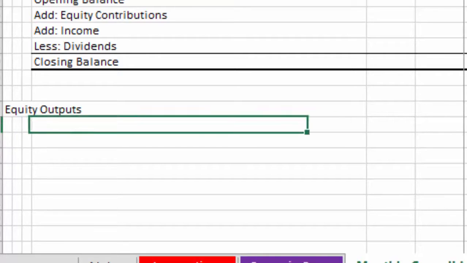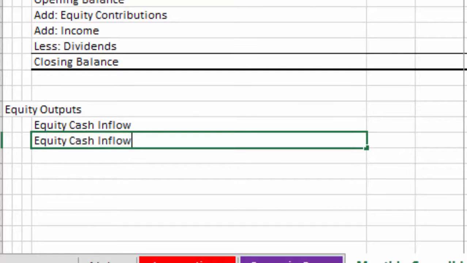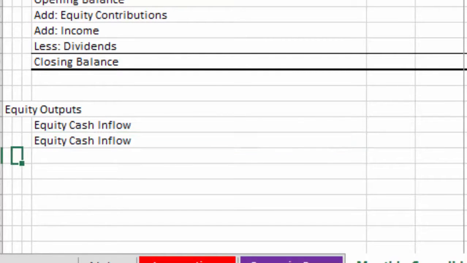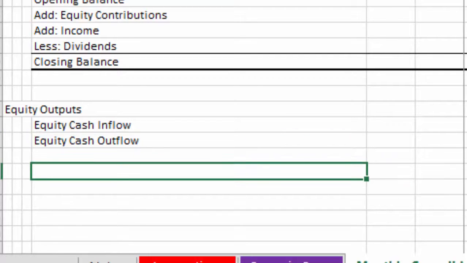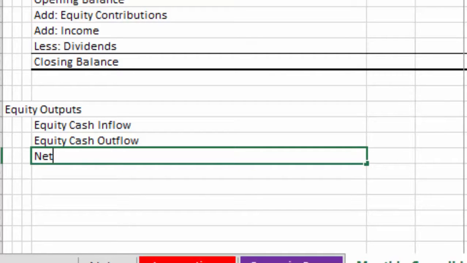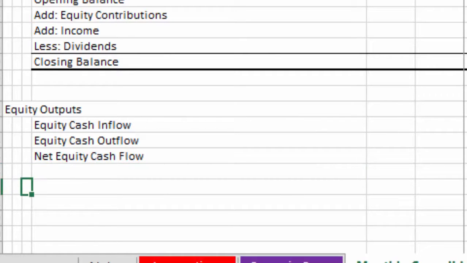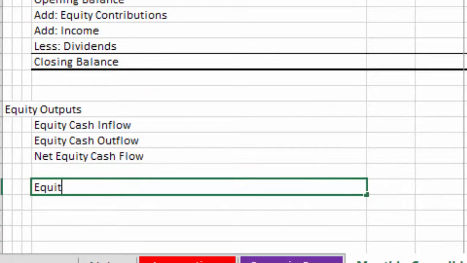We can put equity cash inflow, and then equity cash outflow. Okay, and then we put net equity cash flow. And then finally we get equity IRR.